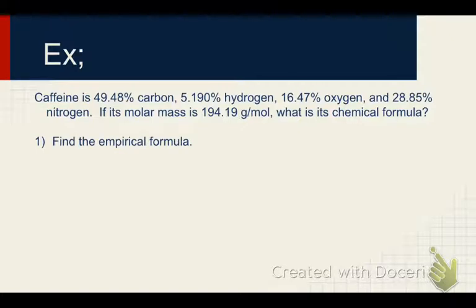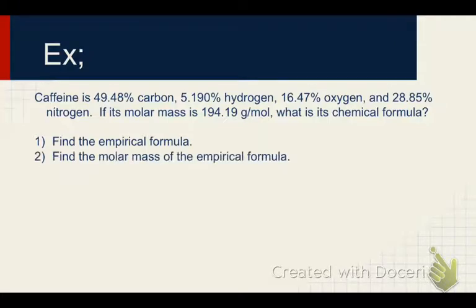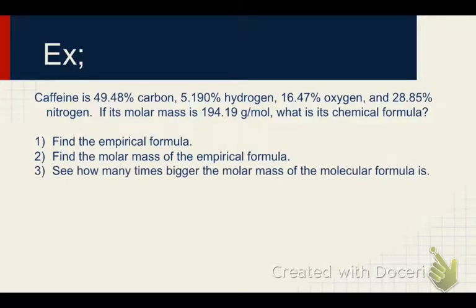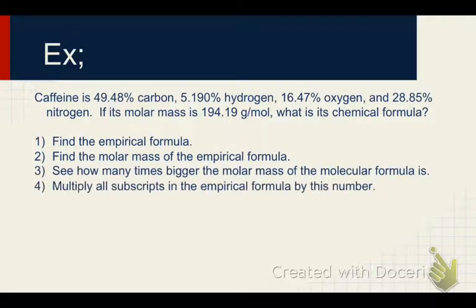Number one, we're going to find the empirical formula. So notice we have some percents. So we're going to assume we have 100 grams and change those to grams and find the empirical formula. We're going to find the molar mass of the empirical formula. We're going to see how many times bigger the molar mass of the molecular formula is. And we're going to multiply all subscripts in the empirical formula by this number. So here we go.